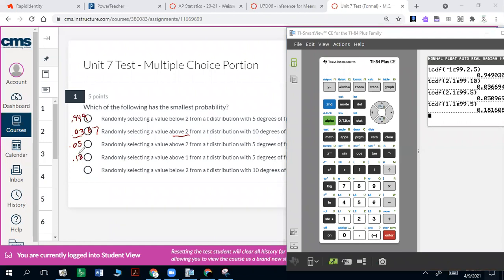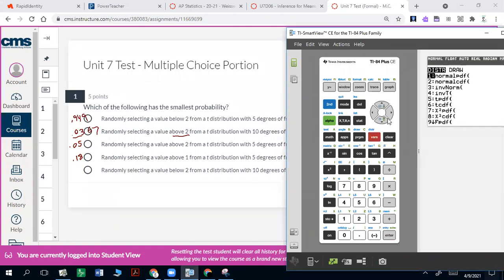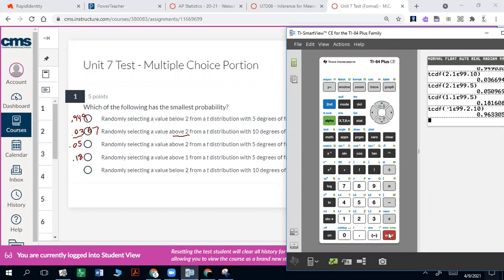And the last one, randomly selecting a value below 2. So one more time, we're going to 2nd VARS, 6, below 2. We're going to start at negative 1E99, go to 2 for your upper, and 10 degrees of freedom. And again, pretty high number, 0.96.